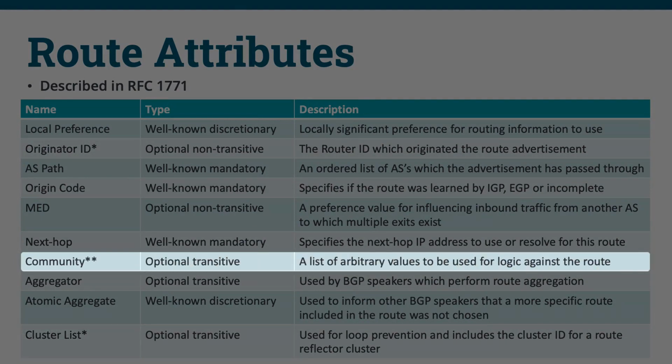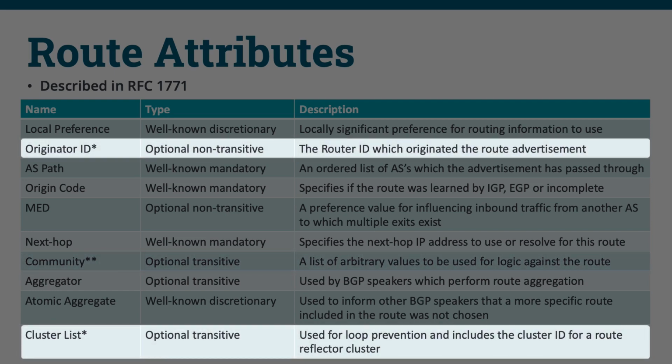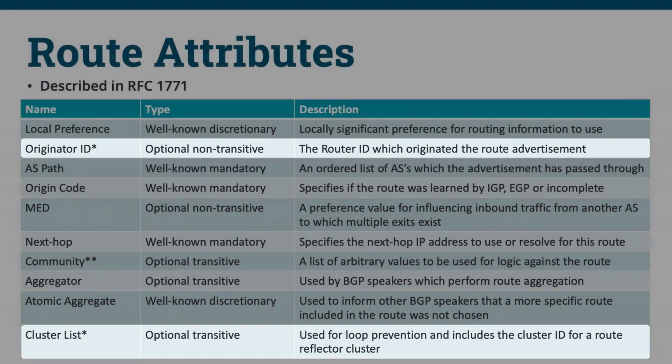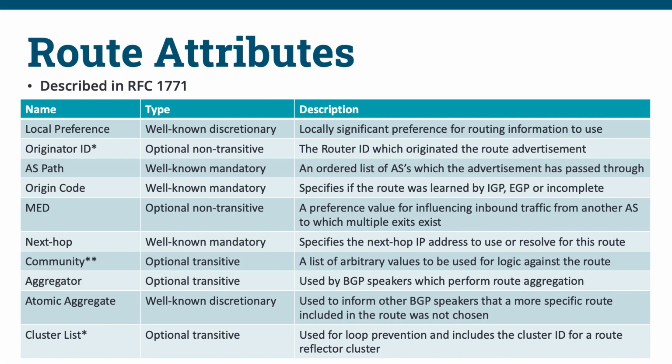This one, with the double asterisk, was defined in RFC 1996, though many additional RFCs have been published to include various new communities that may be used and their defined uses. These two, with the single asterisk, were defined in RFC 4456 and are used for BGP route reflection. We mentioned BGP route reflection very briefly in a previous lesson. It's used as a scaling technique for iBGP to bypass the full mesh peering requirement.